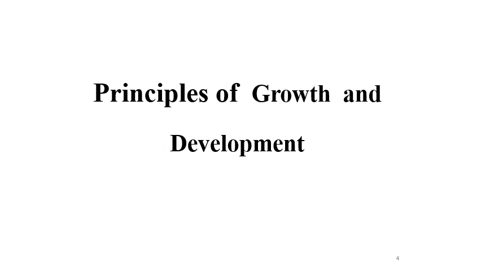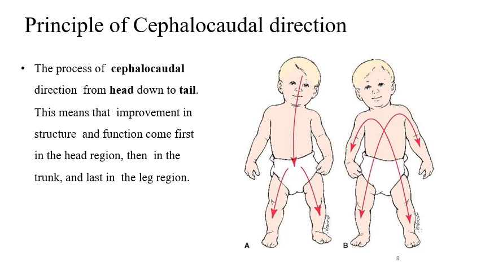Let's discuss the principles of growth and development. The first is the principle of cephalocaudal direction. We believe that when the child grows, they grow in the direction from the head down to the tail. From the embryonic life, first the head is formed, and then growth goes towards the extremities, the lower part. That is called the principle of cephalocaudal. In simple terms, cephalocaudal means growth occurs from the head towards the tail.